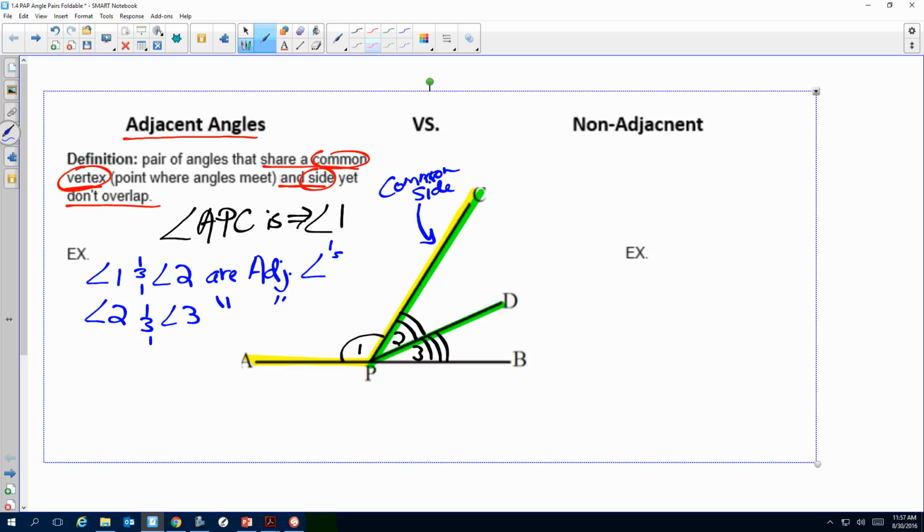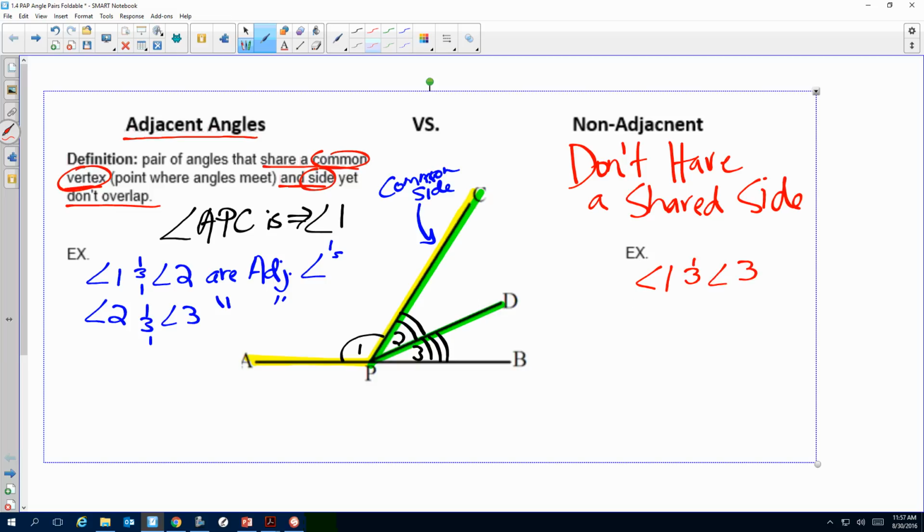All right, so if they're adjacent, they share a common side. Non-adjacents basically do not have a shared side. So look at your figure. Which angle pairs would be non-adjacent? Yeah, 1 and 3. Okay, your example would be angle 1 and angle 3 are non-adjacent. So there's your examples for adjacent and non-adjacent.